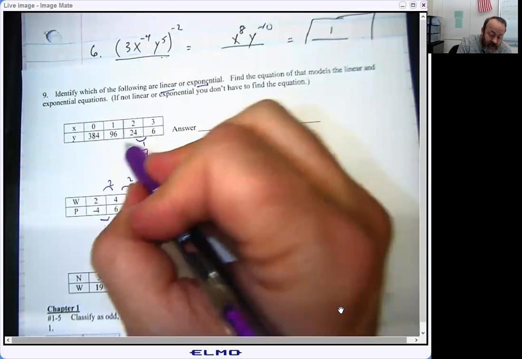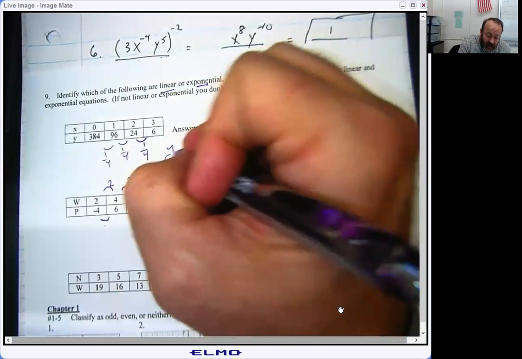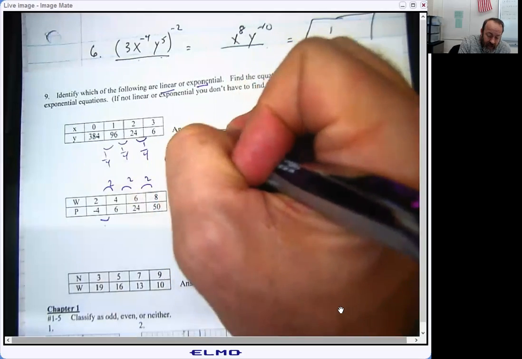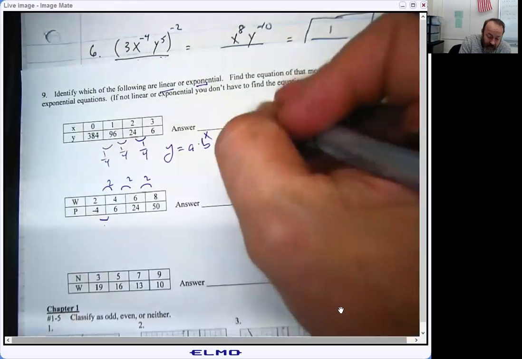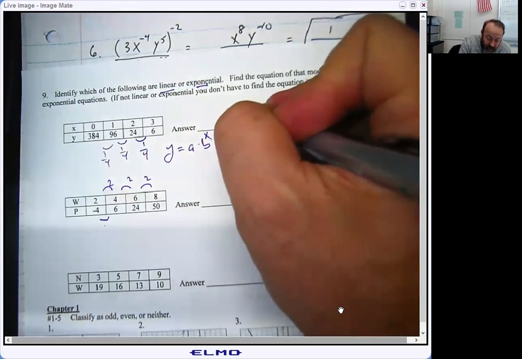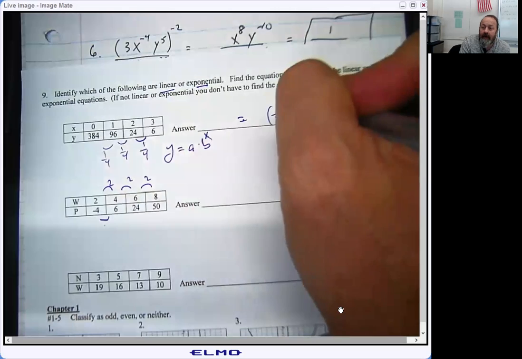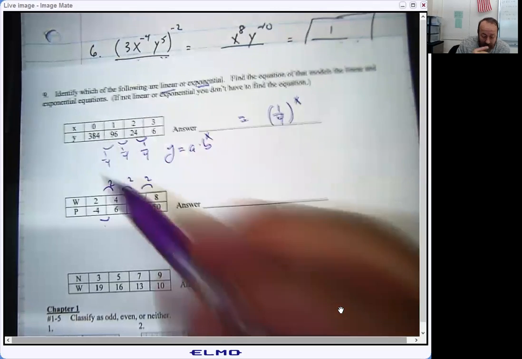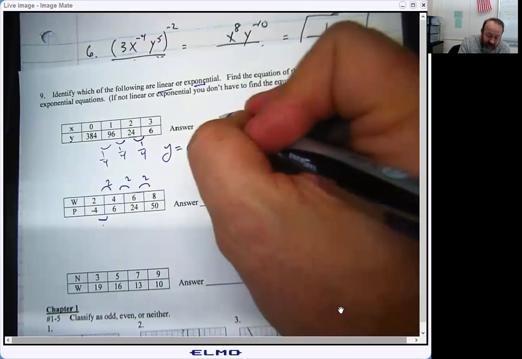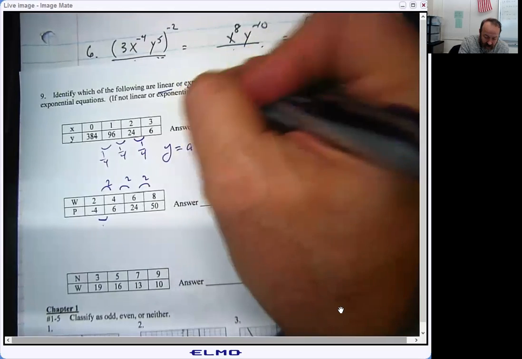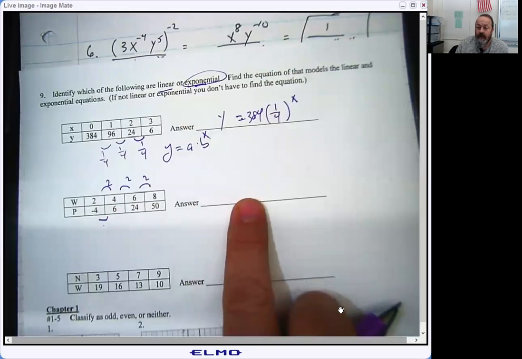And it turns out 96 times 1/4 is 24. Oh, so it does look like in y equals a times b to the x, which is how an exponential looks, it does appear that I am always multiplying by 1/4. So we've got some kind of a constant times 1/4 to the x power. And my initial value, what happens when I plug in 0, was 384. And so that is, in fact, my exponential portion of the curve.